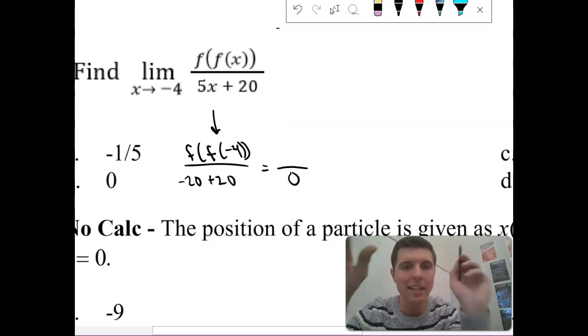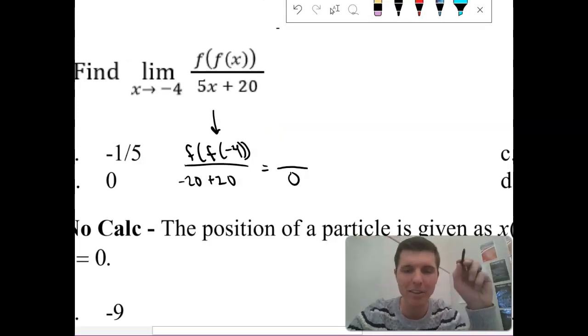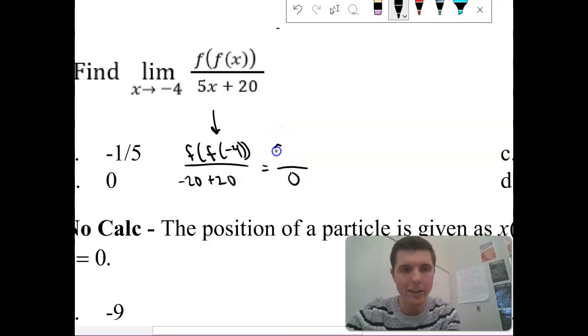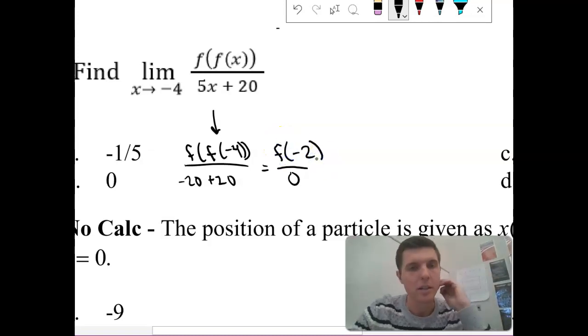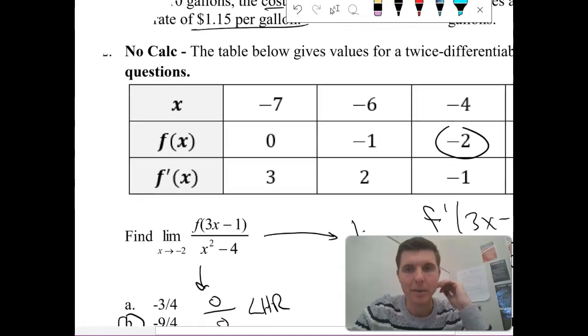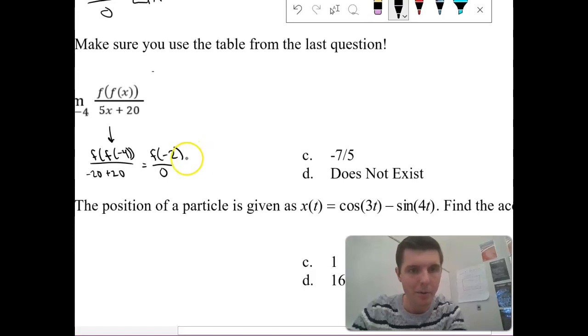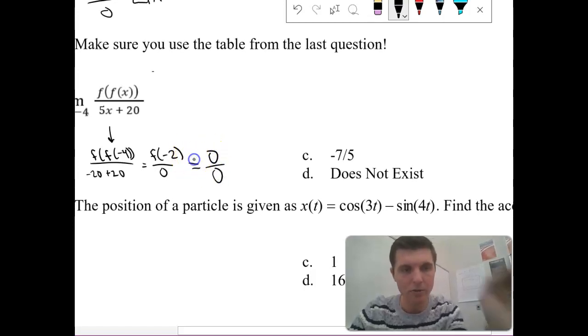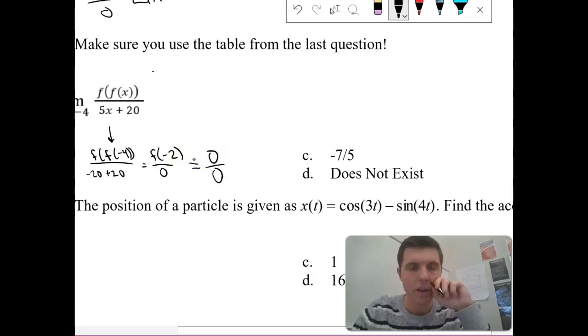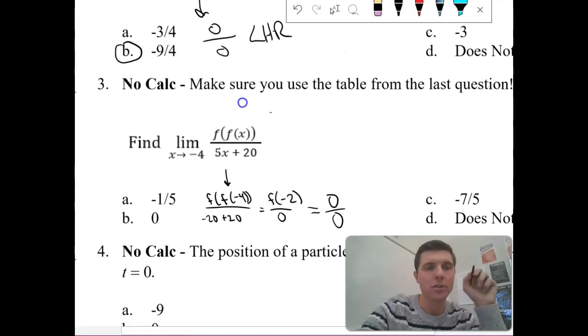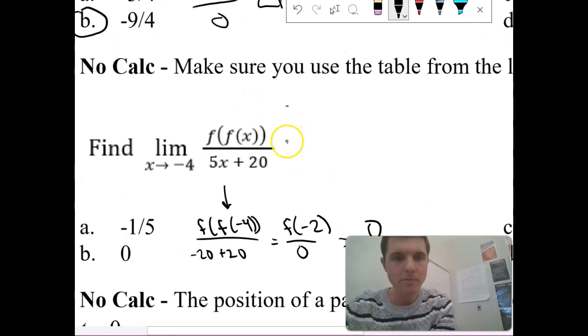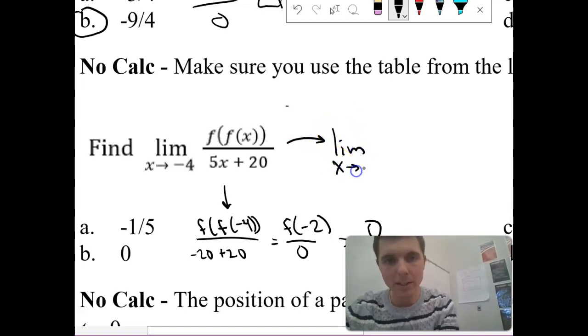So a lot of us did f of -4 times f of -4. We got -2 as our answer, so we have to do now f of -2. That's the new input. So scroll back up here, f of -2 is 0. Okay, so just like we thought it would be, this is another L'Hopital's rule question. This one is a little trickier to do that derivative, but it's the same idea. Chain rule again. So limit as x approaches -4.